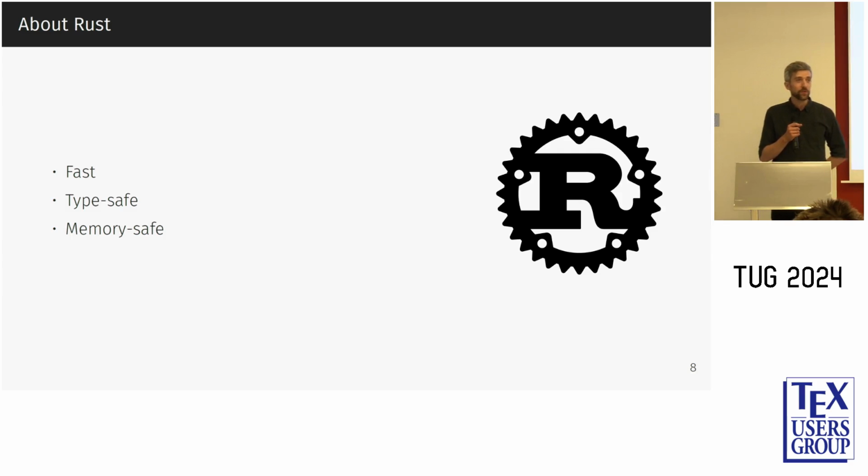Rust is a fairly new programming language. It's quite popular these days. My understanding of it is that it's roughly in the same corner as C++. So it's very fast. You don't pay for stuff that you don't use. So you have very much control about execution time and about memory layout.